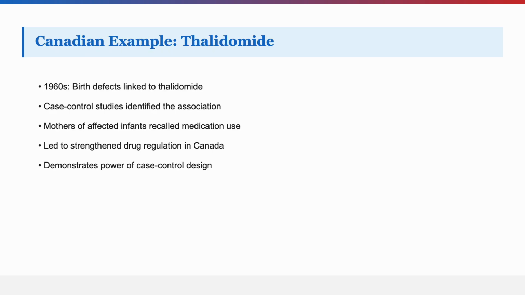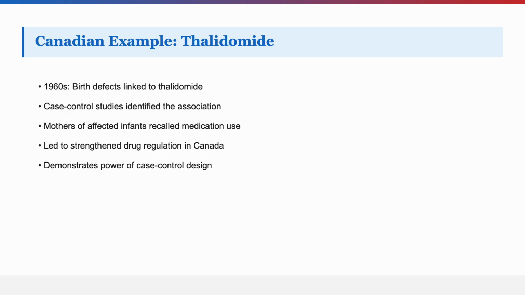The thalidomide tragedy illustrates case control studies in action. In the late 1950s and early 1960s, physicians noticed a sudden increase in babies born with phocomelia, severely shortened limbs. This rare condition had become dramatically more common. Case control studies compared mothers of affected infants to mothers of normal infants. Researchers asked about medications, infections, and other exposures during pregnancy. The studies revealed that mothers of cases were far more likely to have taken thalidomide for morning sickness. The association was strong and specific.